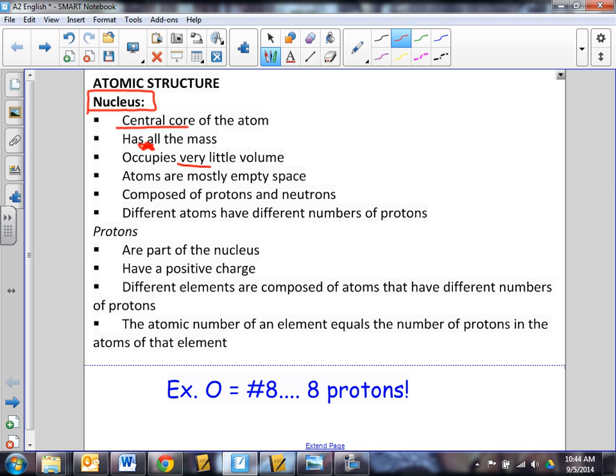It occupies very little volume. So even though it has lots of mass, the nucleus takes up very little space. If I was to look at an atom on the whole, most of an atom is empty space. The nucleus is in the center, but around the nucleus, we know there are electrons, but it's not like they fill up all of the space that an atom is made up of. So most of an atom is empty space.